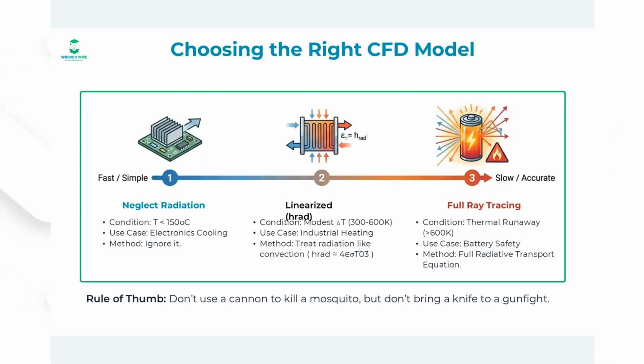So if you are cooling a PCB, stay on the left. If you are containing a battery fire, move to the right. Using linear models for a fire event is like bringing a knife to a gunfight.